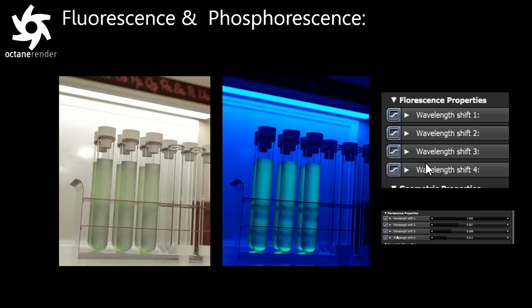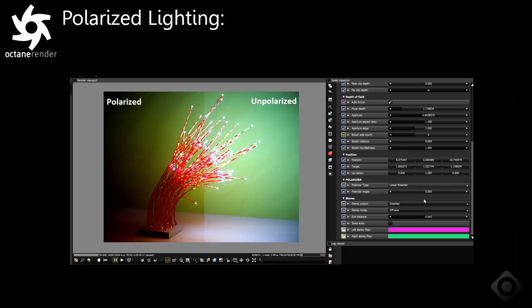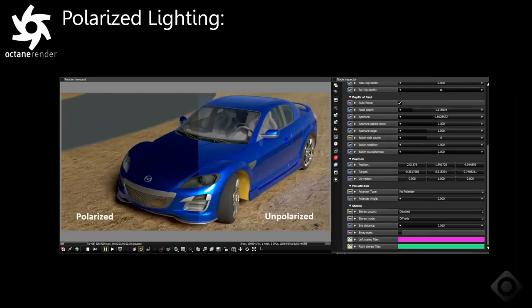We are also going after more high-end rendering features that are important if you're really looking at physical quality rendering, so fluorescence, phosphorescence, polarized lighting. Those were really important for the absolute highest fidelity.